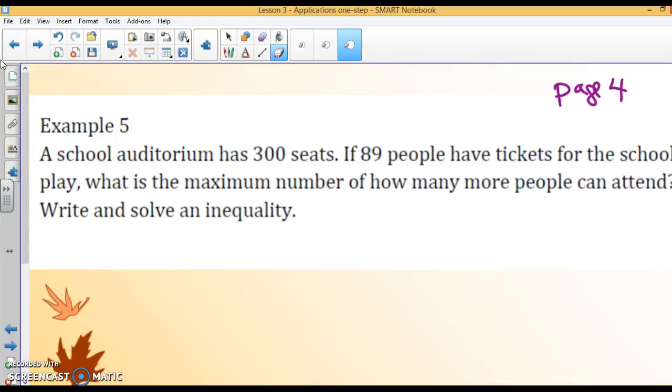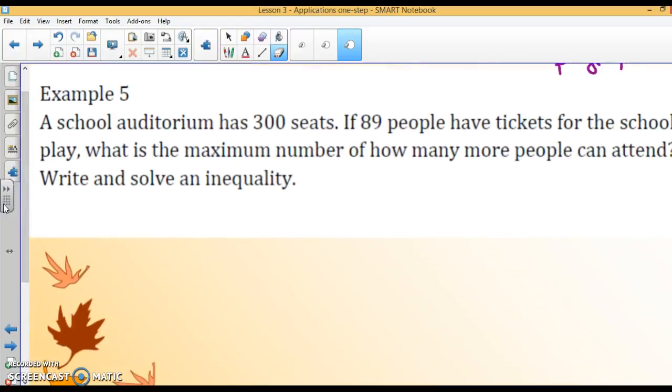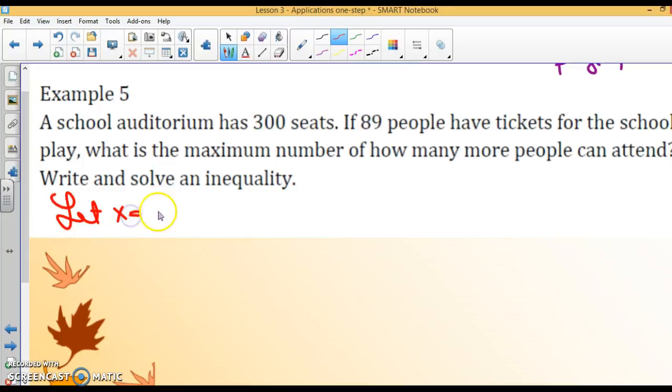Now, you want to go to page 4 in your note packet. It says, a school auditorium has 300 seats. If 89 people have tickets for the school play, what is the maximum number of how many more people can attend? Write and solve an inequality. Well, we don't know how many more people can attend, so that's going to be our variable. So let x equal how many more can go.